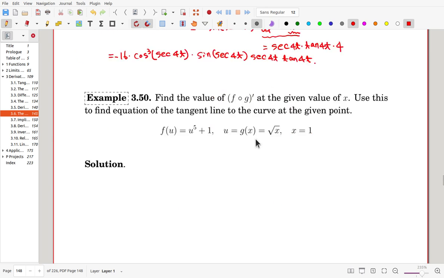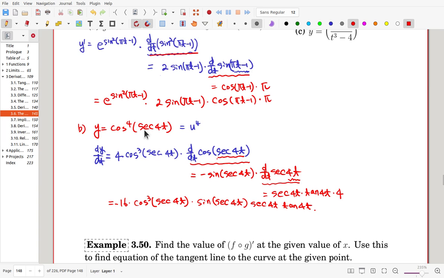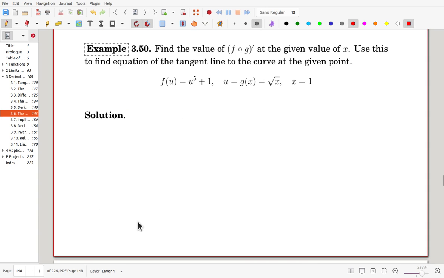Okay. So here, in this example, we try to get the derivative. So it is basically, in this calculus 1 level, the most complicated problem in some sense. But anyway, we tried to get the derivative. Here we have: find the value of f, the composite, the derivative at the given value of x. Use this to find the equation of the tangent line to the curve at the given point.